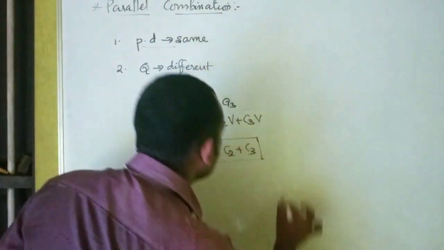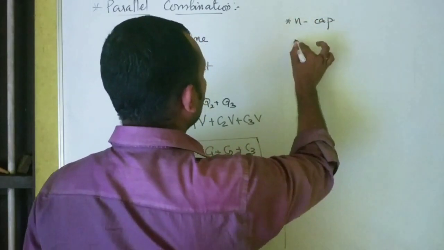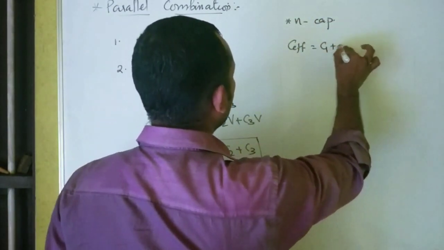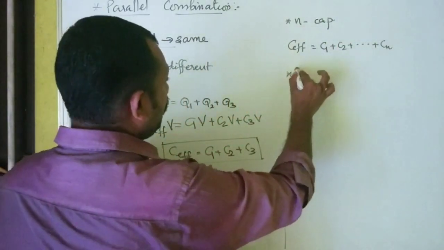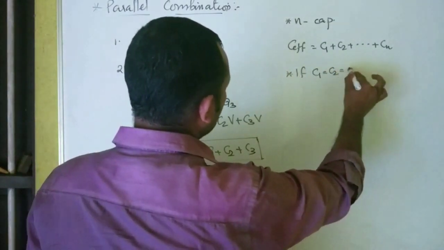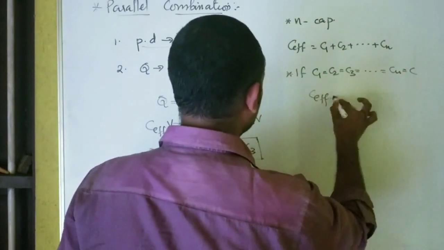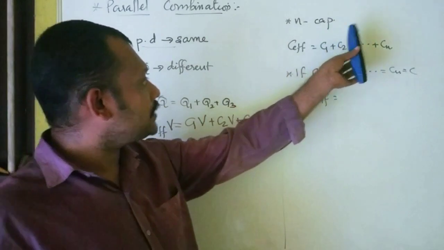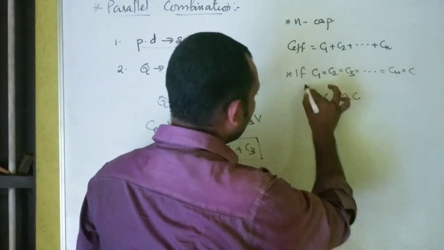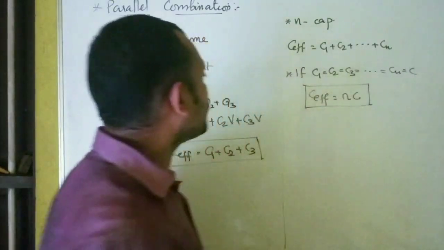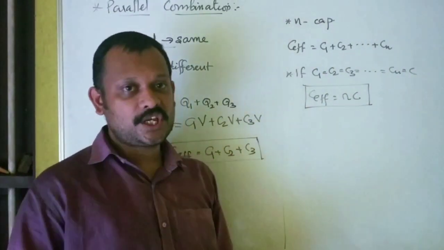Now we will generalize this by considering N capacitors. C effective is equal to C1 plus C2 plus, etcetera, plus Ck. If the capacitors are identical, that means C1 is equal to C2 is equal to C3 is equal to etcetera is equal to Cn is equal to C, then C effective is equal to C plus C plus C plus, and so on. It's going to be NC. The effective capacitance when identical capacitors are connected in parallel is C effective is equal to NC.